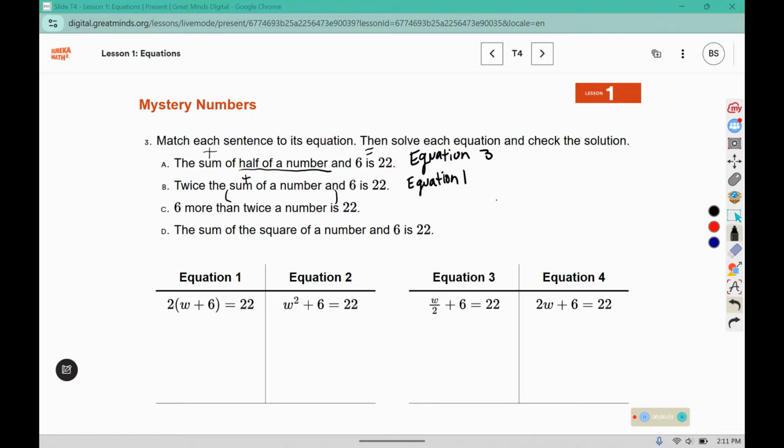Six more than twice a number. So that means adding 6 to twice the variable. That would be equation 4. 6 more than twice the number. And the sum of the square of a number, so that's where that exponent's going to come in, and 6. So adding the number squared and 6 is 22. That is equation 2.